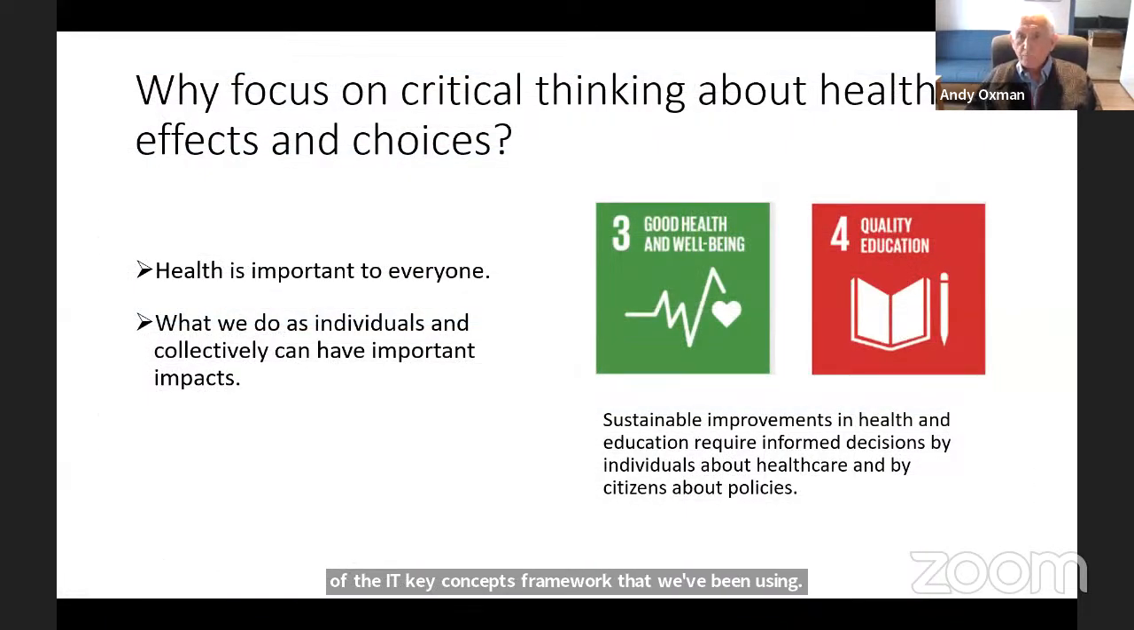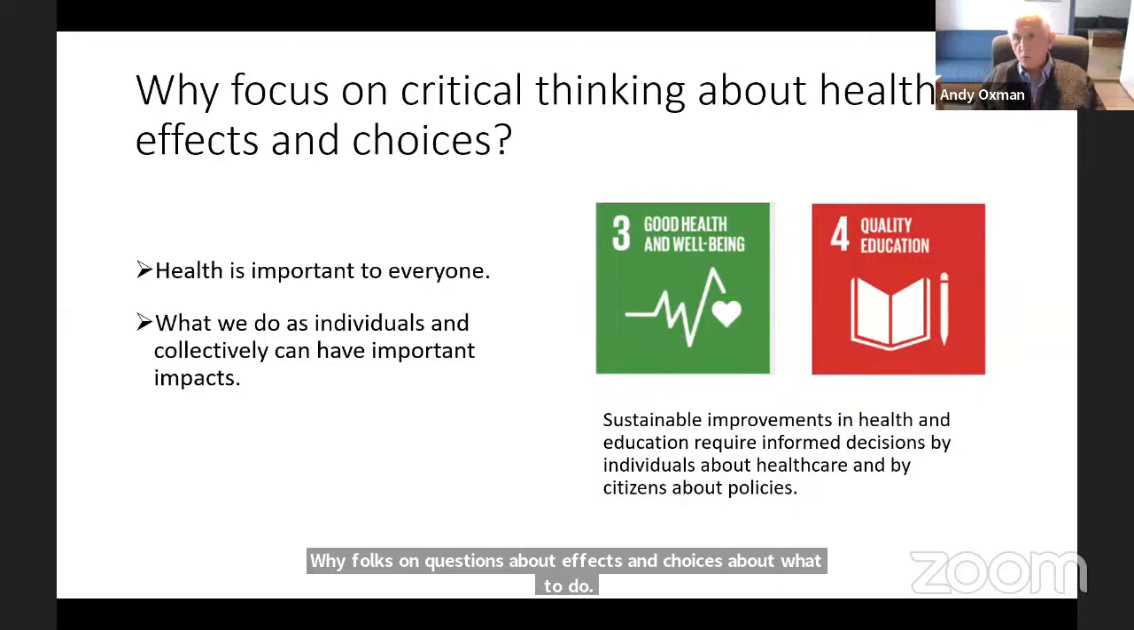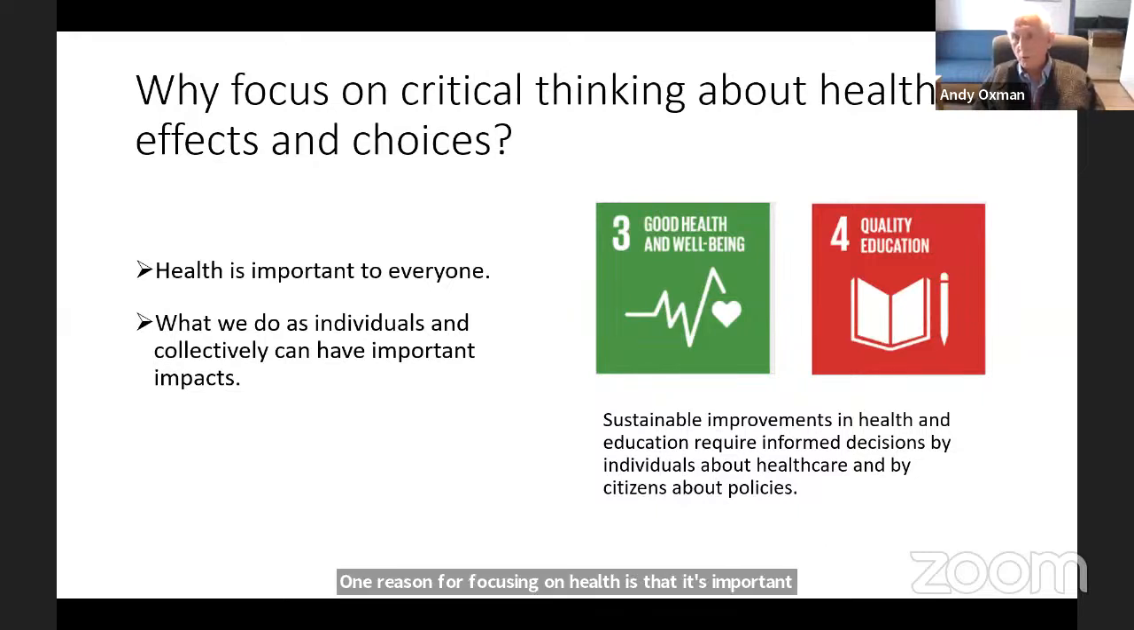So you might ask, why focus on health questions? Why focus on questions about effects and choices about what to do? One reason for focusing on health is that it's important for everyone. Critical thinking can't be taught abstractly. Teaching the key concepts in relation to health interventions can also help students to think critically about other types of interventions. A reason for focusing on effects and choices is that what we do, both as individuals and collectively, can have important impacts.